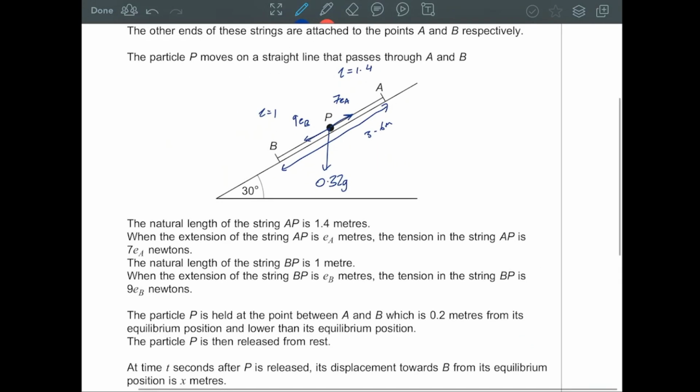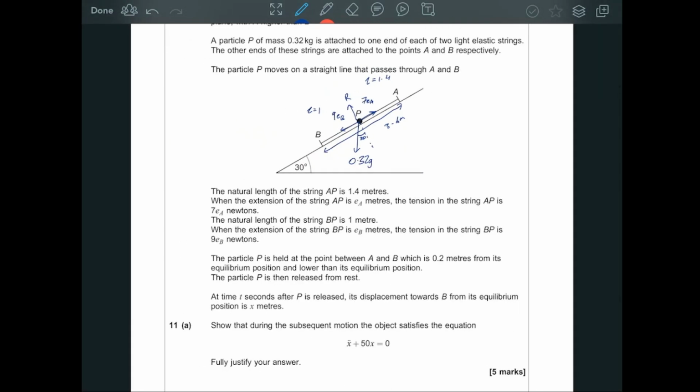The particle P is held at a point between A and B, which is 0.2 meters from its equilibrium position and lower. So we're starting slightly lower. At a time t, its displacement towards B from its equilibrium position is x. The other thing I want to label on is that 30 there. I do have officially a reaction force here. It is smooth, so my picture is complete.